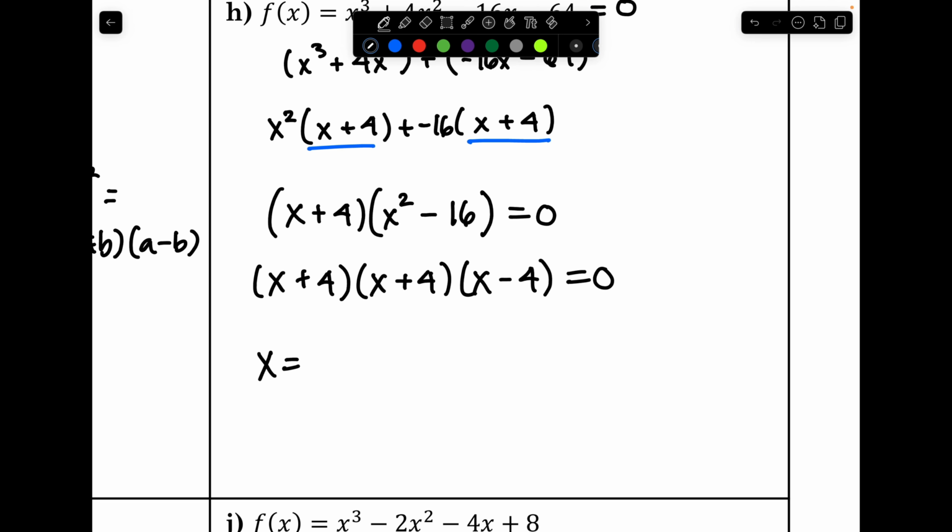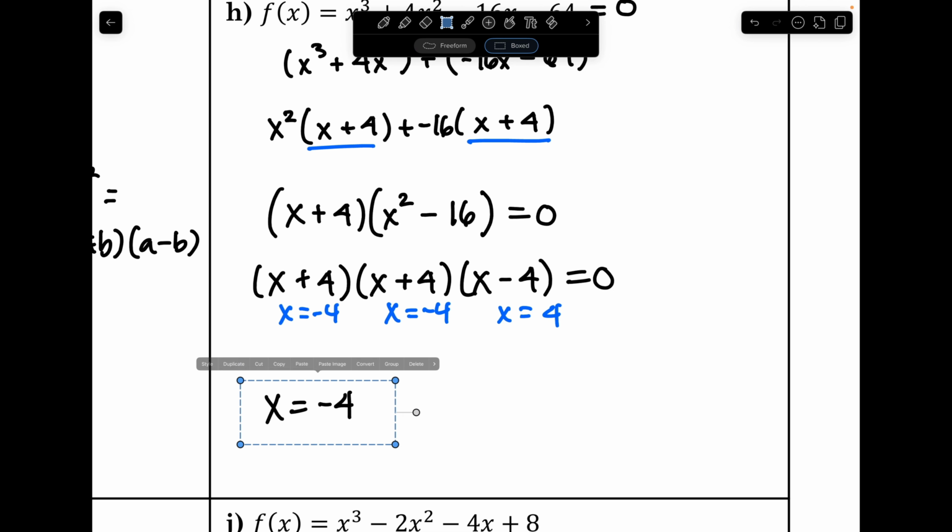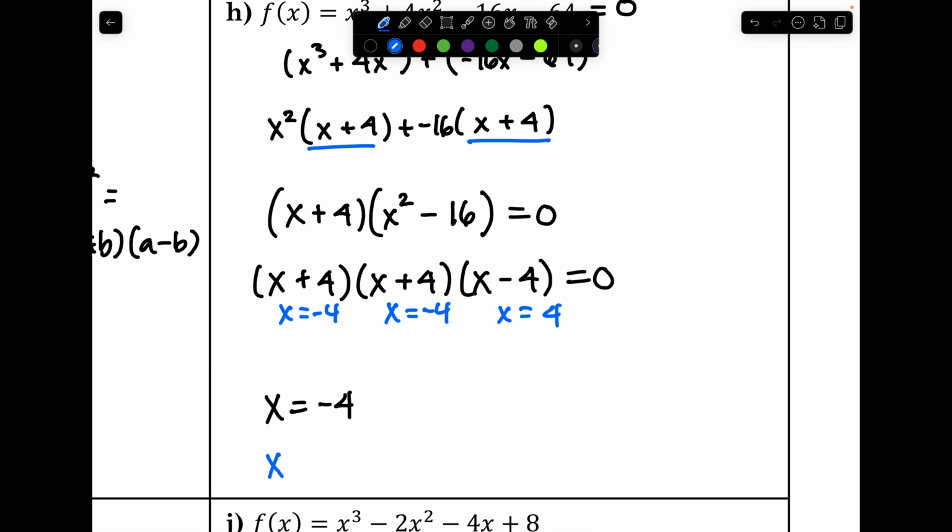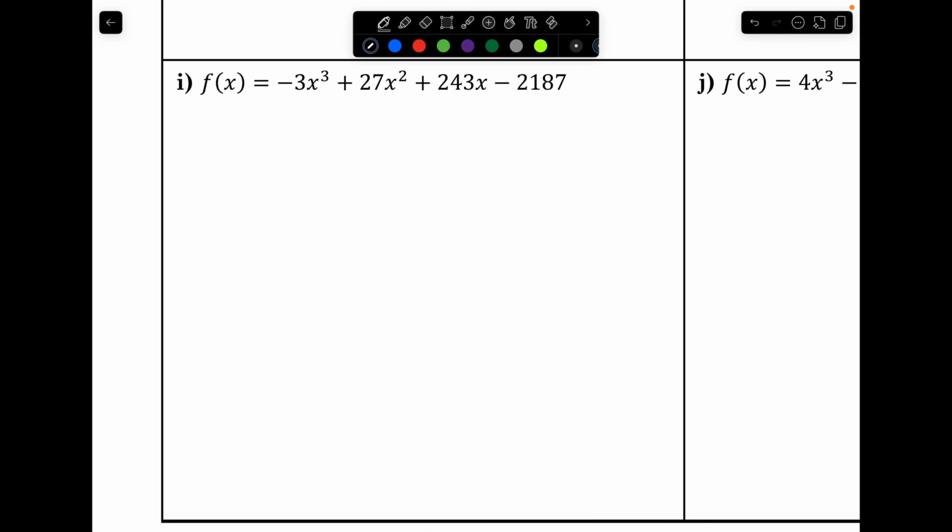So what are our solutions? Well, x is going to equal negative 4 because of this one, and x equals positive 4 because of that one. So our two zeros are simply positive and negative 4. The multiplicity for negative 4 is 2, while the multiplicity at positive 4 is 1.